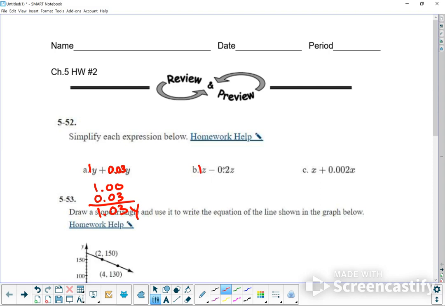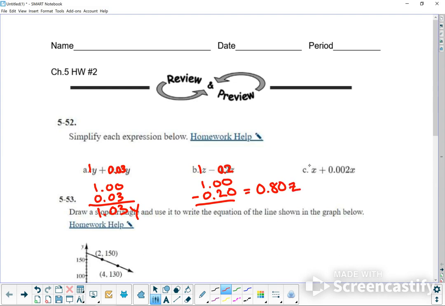Okay, z minus 0.2z. Again, this is 1z minus 0.2z. So if we're going to do that, we're going to use 1.0 minus 0.2, right? Because they're both z, so I can do that. Looking at this is like $1 minus 20 cents, right? So you can think of it like that. You can do some borrowing, but I'm going to go ahead and say $1 minus 20 cents makes 0.8 or 80 cents. Z, 0.8z.